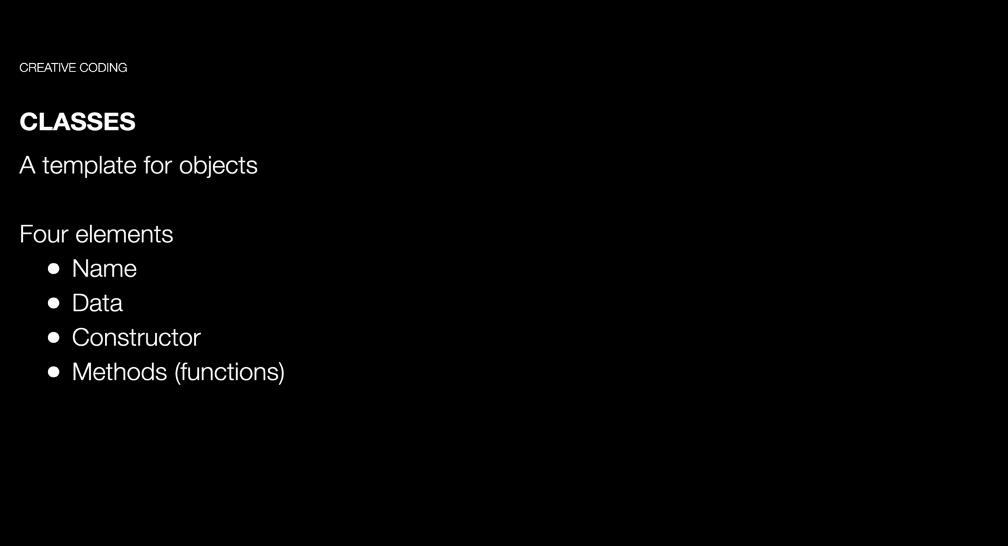The 4 elements of building a class: you need a name, and it's like a variable name. You can choose that. The data that goes into it, a constructor, which is sort of like the setup or the initialization of it, and methods or functions. Sometimes you'll hear these used interchangeably when we're talking about object-oriented programming, where I guess the technical term is methods, but they're essentially functions within the object.